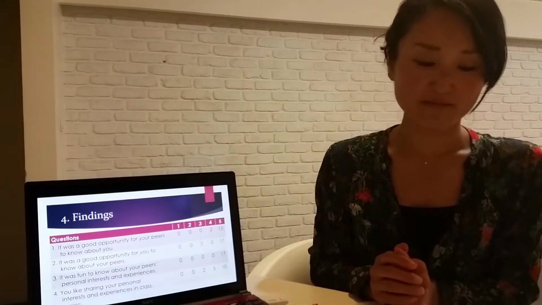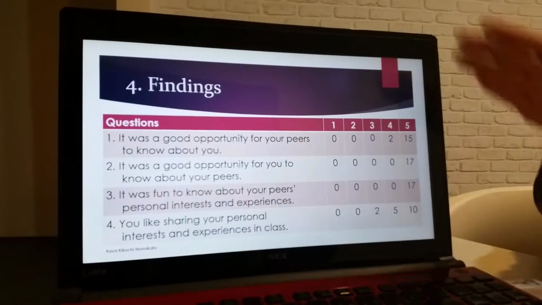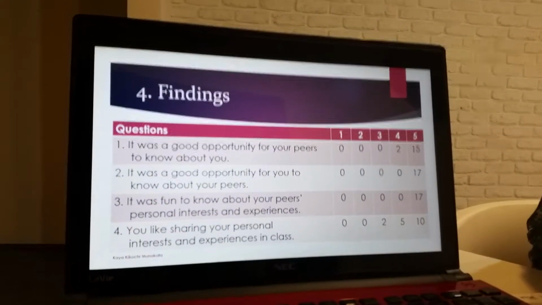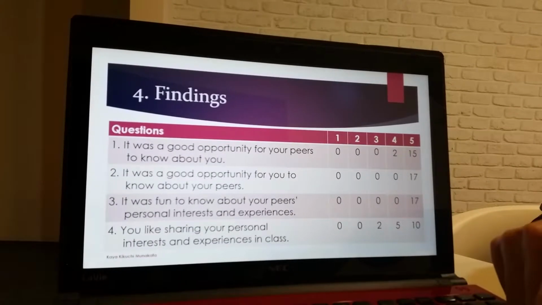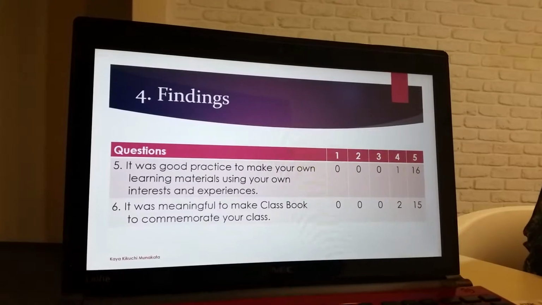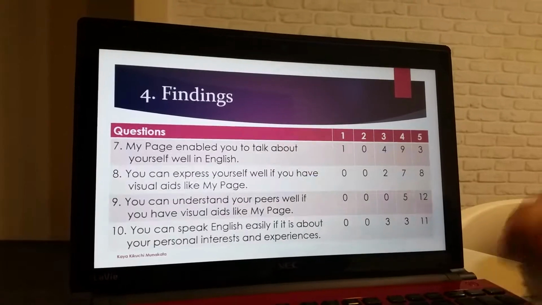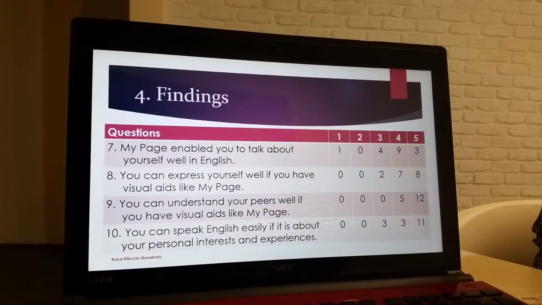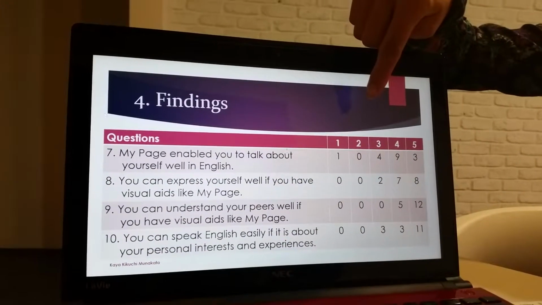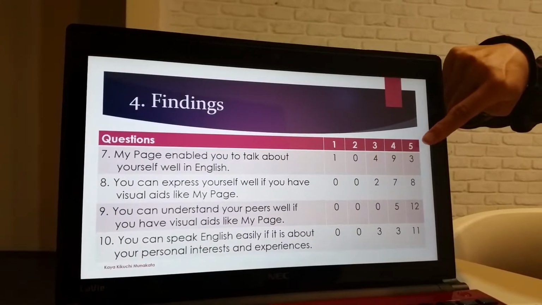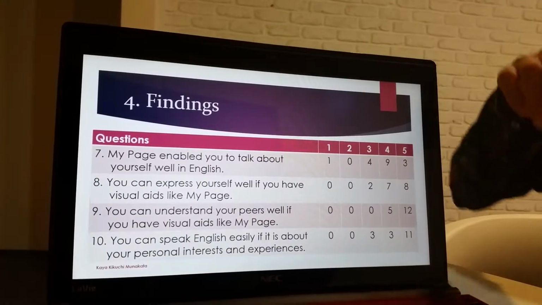Then I conducted a post-activity survey. 17 students answered the survey. These are the questions that I asked. Questions 1 to 4. Questions 5 to 6. Questions 7 to 10. Students rated their answers on a 1 to 5 scale, with 5 being I really think so, 3 okay, with 1 being no, I don't think so at all.